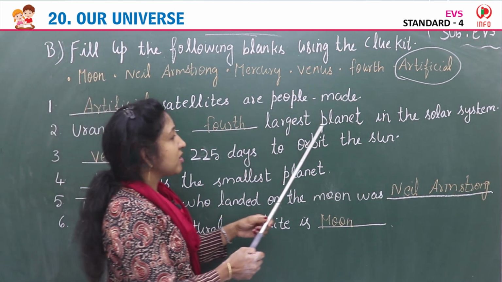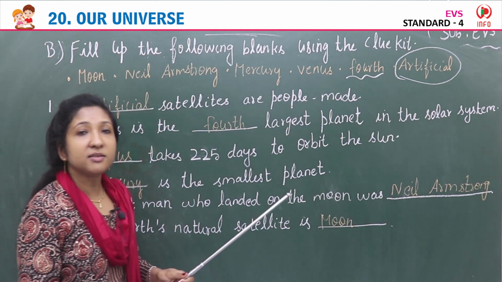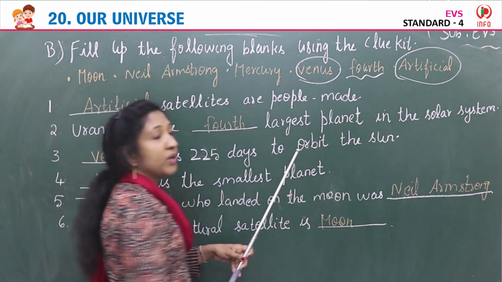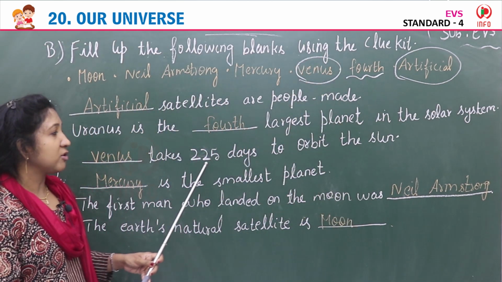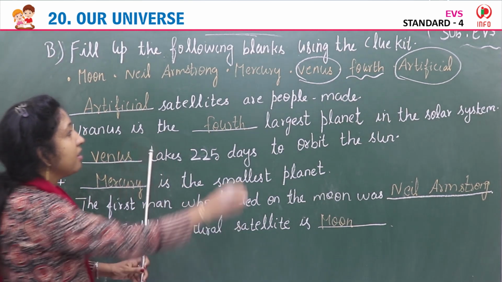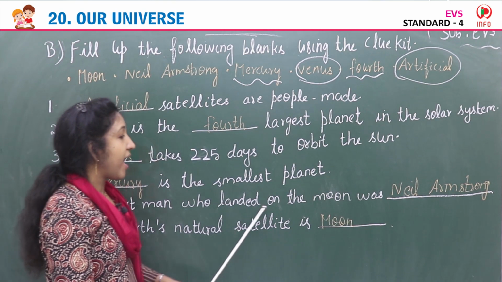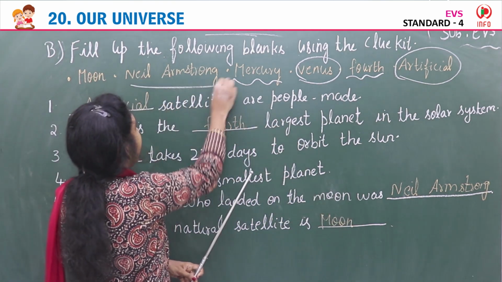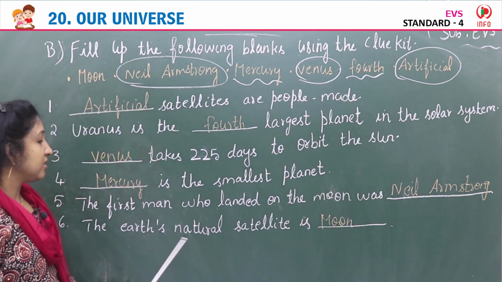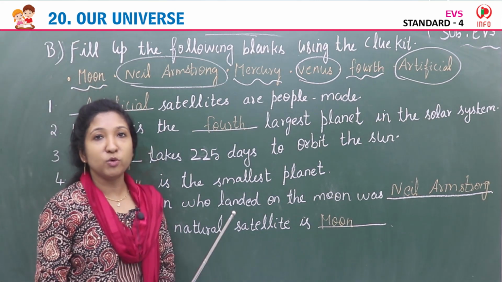Uranus is the dash largest planet in the solar system. Uranus is the fourth largest planet in the solar system. Dash takes 225 days to orbit the sun. Venus, V-E-N-U-S, Venus takes 225 days to orbit the sun. Dash is the smallest planet. Mercury is the smallest planet. Fifth one, the first man who landed on the moon was Neil Armstrong. Then last one, sixth one, the Earth's natural satellite is moon. Okay.